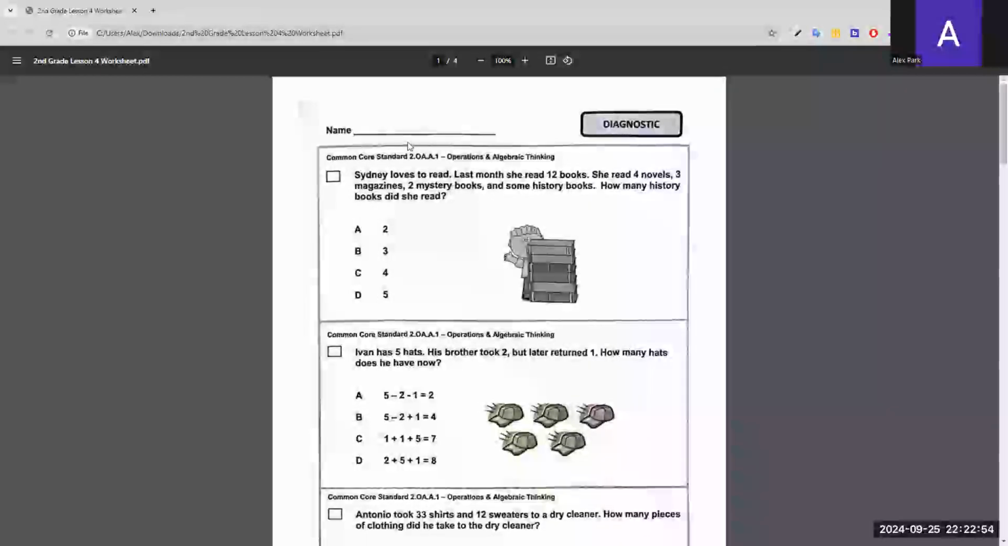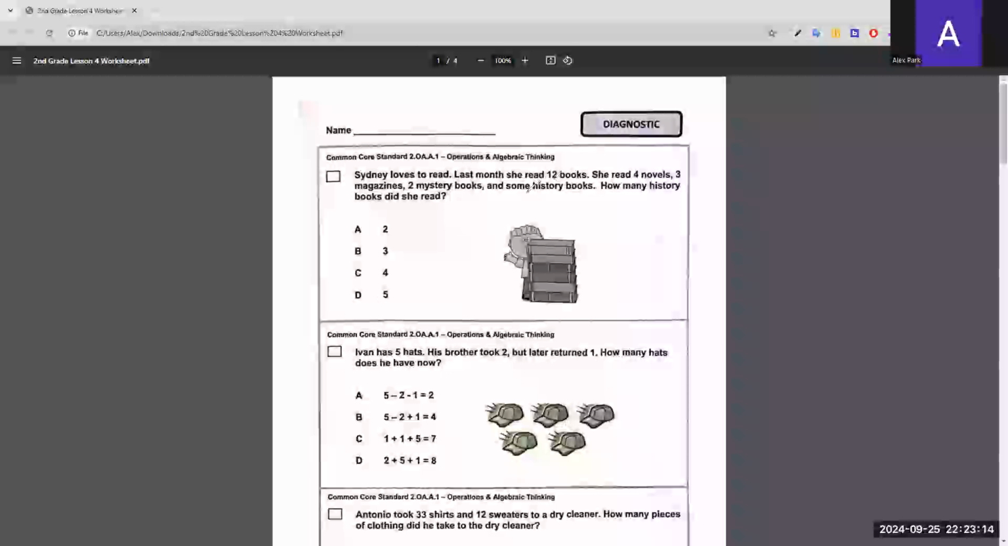Today we're going to be doing second grade lesson 4 worksheet. So let's start off with this first question here. It says, Sydney loves to read. Last month, she read 12 books. She read 4 novels, 3 magazines, 2 mystery books, and some history books. How many history books did she read?